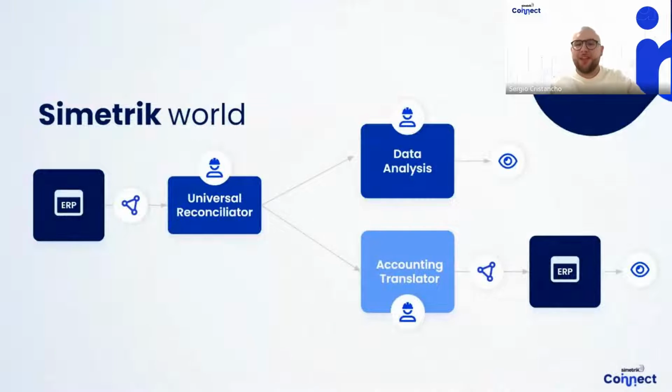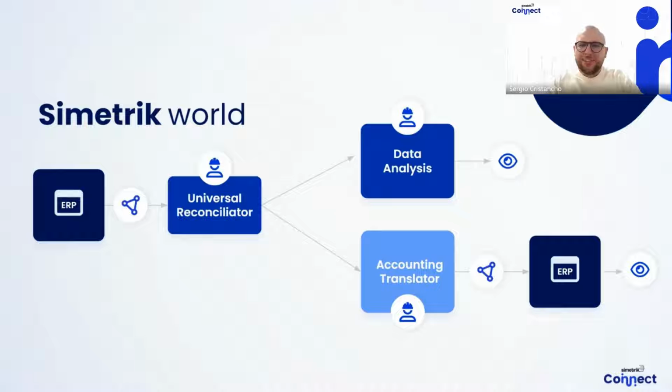But how does the Accounting Translator play a part in the Symmetric world? So as for now, we have 3 big parts: the Universal Reconciliator, the Data Analysis, and the Accounting Translator. The Accounting Translator feeds from all the information that has been processed in the Universal Reconciliator and through an integration communicates it to the ERP.